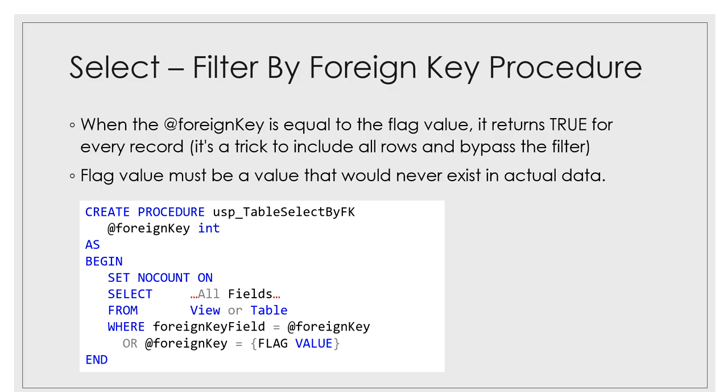So we'll create a procedure, again, select by the foreign key. Now, you can actually name the foreign key if you want for clarity here, because you might have multiple different ones as well, right?